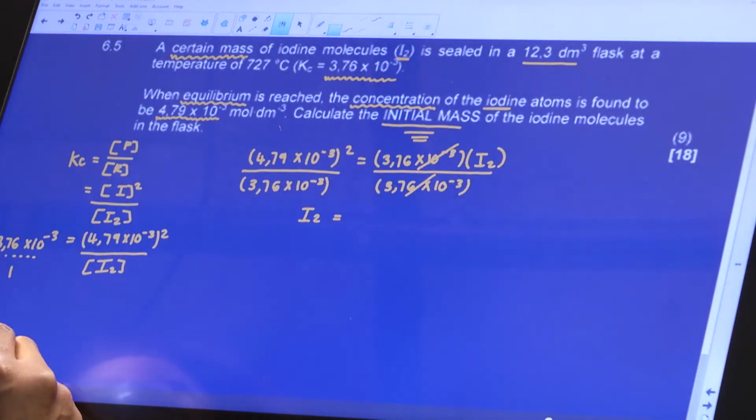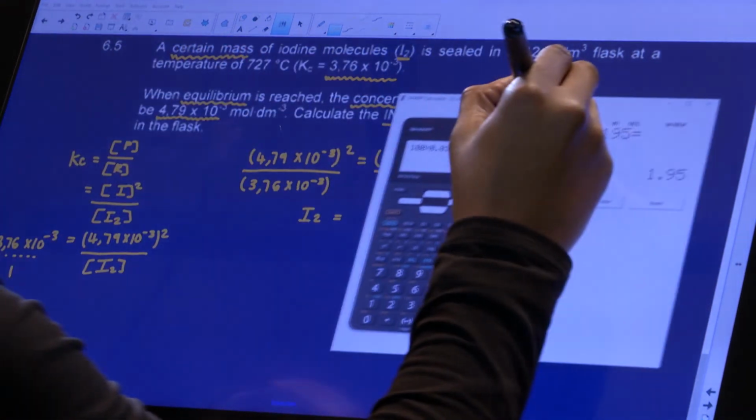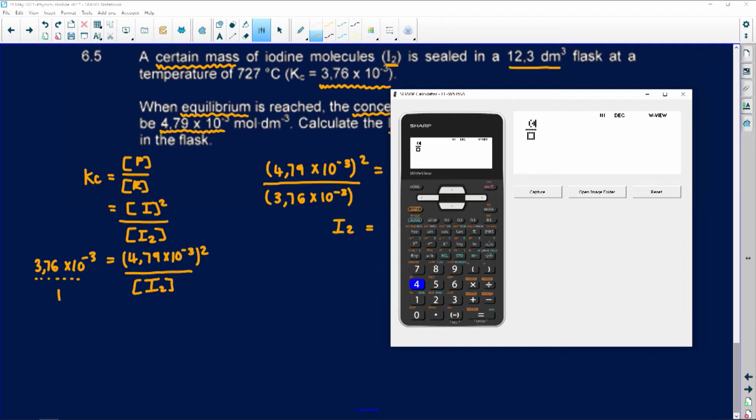So I'm going to put it in the calculator exactly as it is. Let me put it on this side. I'm going to put brackets around it. I'm going to get 4.79 times 10 to the exponent negative 3. Remember, I do have a squared bracket. And at the bottom, I've got 3.76 times 10 to the exponent negative 3.